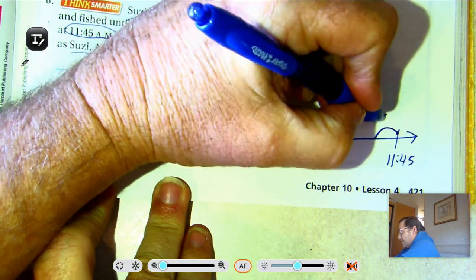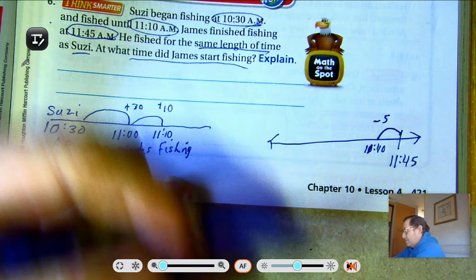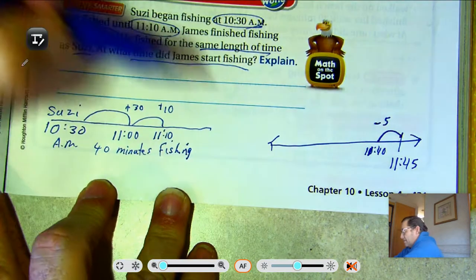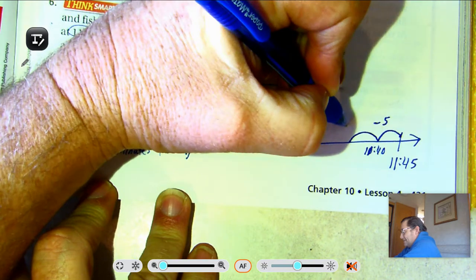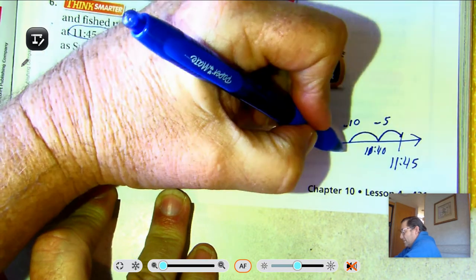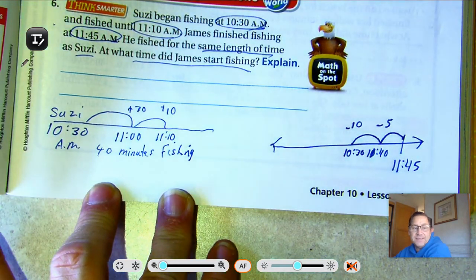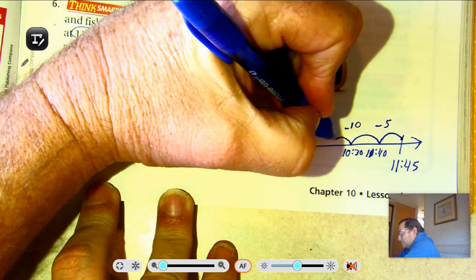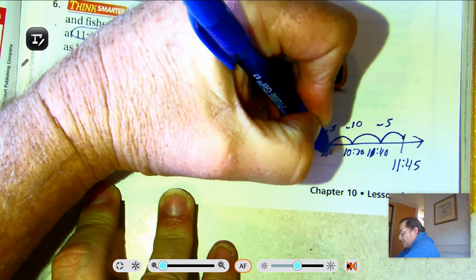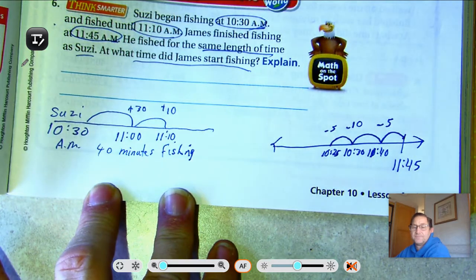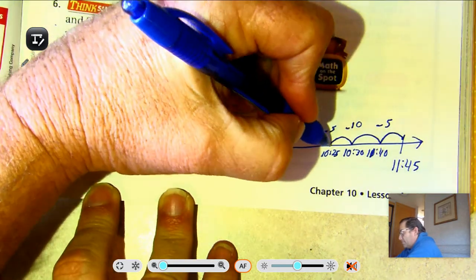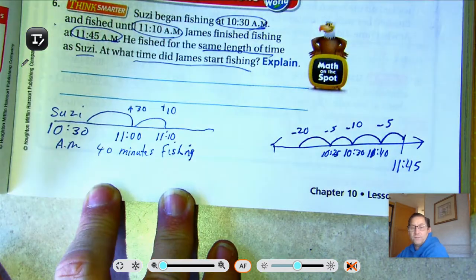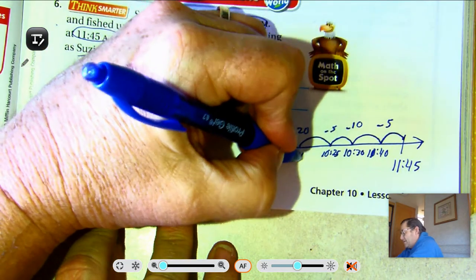Well, if I take away 5, I'm at 11:40. If I take away 10 more, I'd be at 10:30. I've subtracted 15 minutes. Subtract 5 more, I'd be at 10:25. So I've subtracted 20 minutes. I need to subtract 20 more. So I'm just going to go ahead and subtract 20 more from 10:25. I'd be at 10:05.